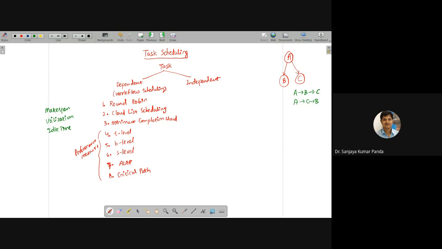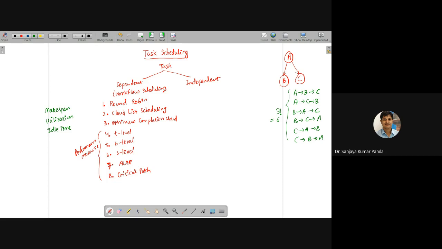Like if 3 tasks are there, if you go for all possible orders, you can say B, A, C is also one order. B, C, A is another order. C, A, B is another order. And C, B, A is another order. So if there are 3 tasks, we have 3 factorial number of orders, right? That is 3 into 2 into 1. Okay, so it is equal to 6.